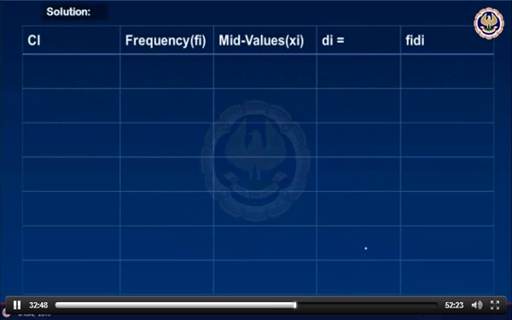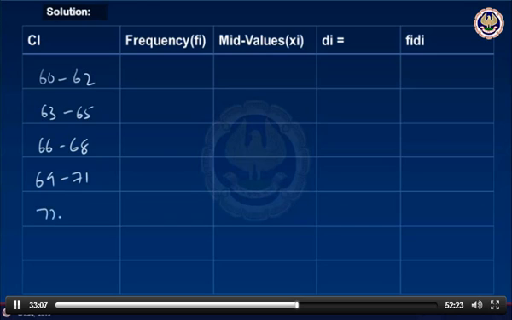Now look at the data which is given: 62, 62, 63, 65, 66, 68, 69, 71, 72, 74. This is the data, and the frequencies are 5, 18, F3 and F4 and 8.